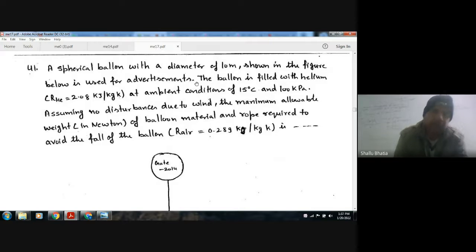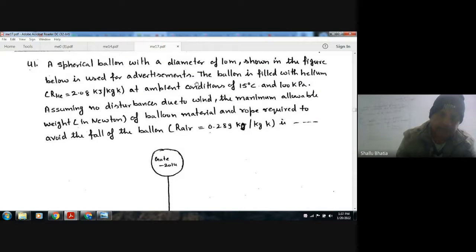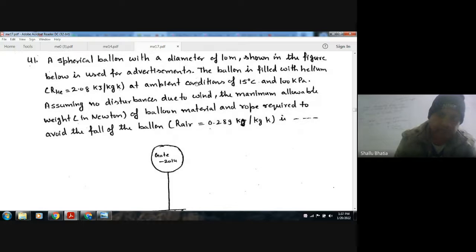find the maximum allowable weight in Newton of the balloon material and rope required to avoid fall of the balloon. Take the gas constant for air as 0.289 kilojoules per kilogram per degree Kelvin.